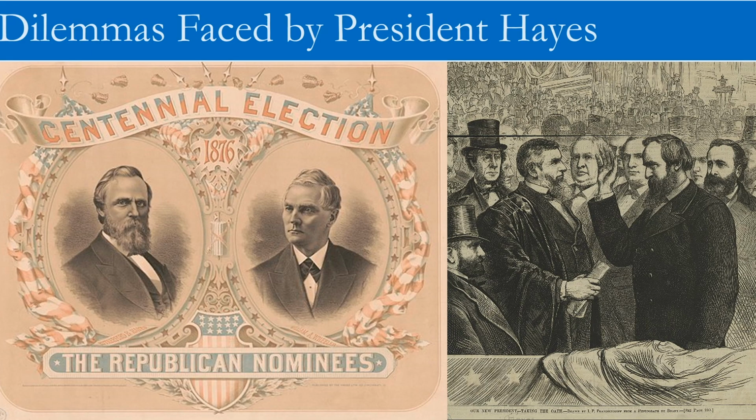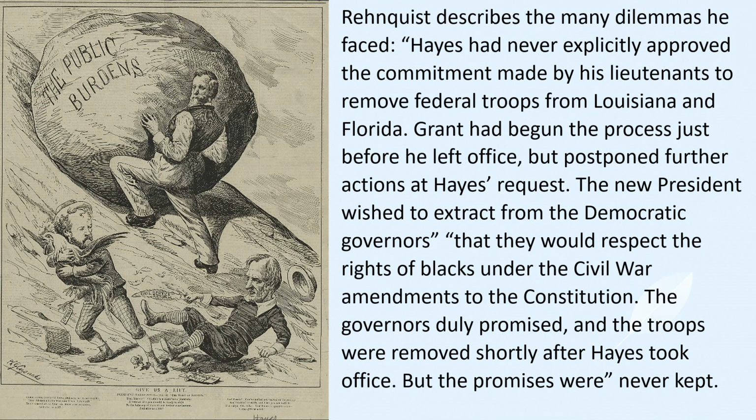And what were the dilemmas faced by President Hayes? Rutherford B. Hayes assumed the presidency of a bitterly divided nation, with many Democrats considering him to be an illegitimate president. Rehnquist describes the many dilemmas he faced. Hayes had never explicitly approved the commitment made by his lieutenants to remove federal troops from Louisiana and Florida. Grant had begun the process just before he left office, but postponed further actions at Hayes' request. The new president wished to extract from the Democratic governors that they would respect the rights of blacks under the Civil War amendments to the Constitution. The governors truly promised, and the troops were removed shortly after Hayes took office. But the promises were never kept.